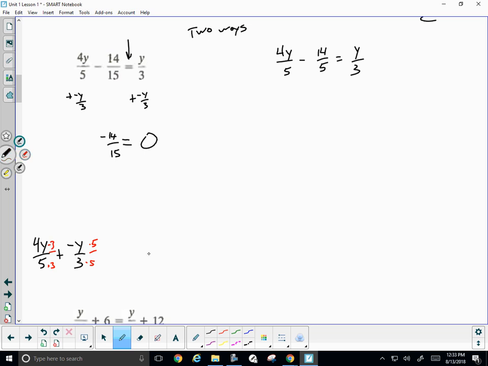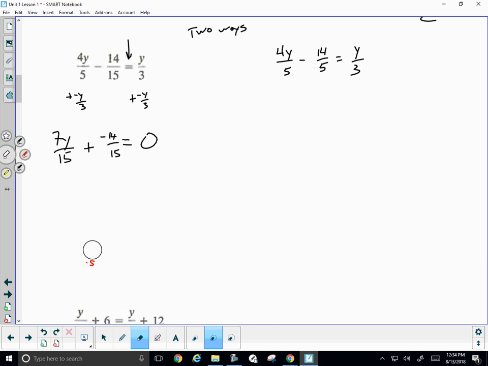Okay, this turns into 12y over 15. And this turns into negative 5y, and I'm adding this, not equals to, over 15. They are like terms. They are y over 15s. I have 12 of them, and I'm adding negative 5. That gives me 7 y's over 15. Okay, so this is 7y over 15 plus negative 14 over 15. Okay, so that was a little side problem.